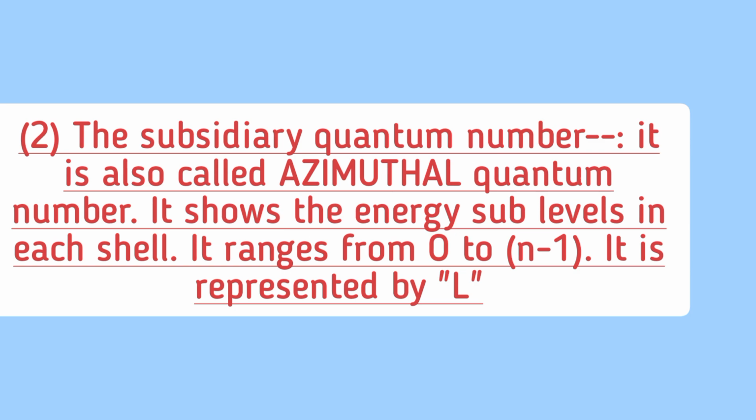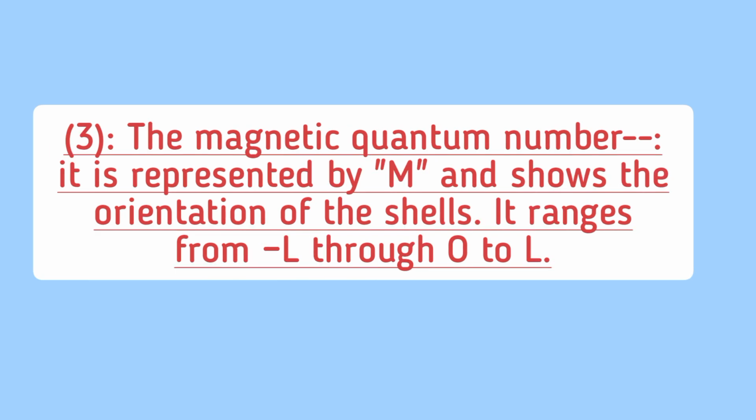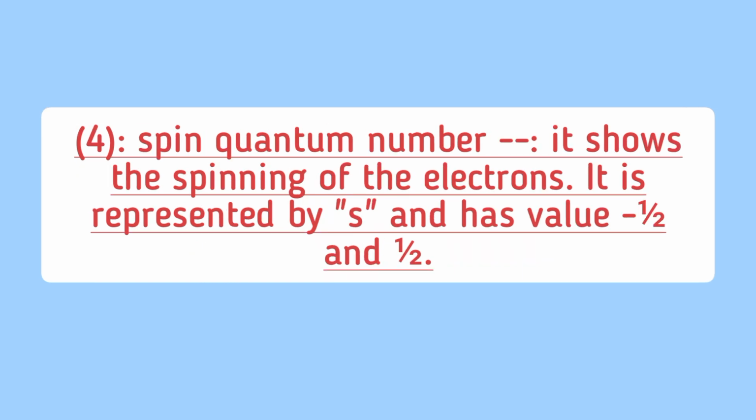So now let's go to number 3. So this is the subsidiary. Then number 3 is the magnetic quantum number. It is represented by m and shows the orientation of the orbitals. It ranges from -l through 0 to +l.